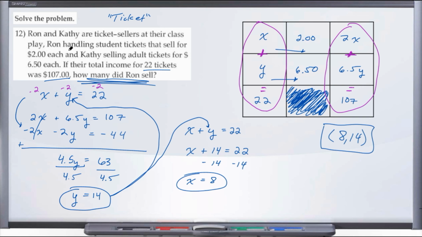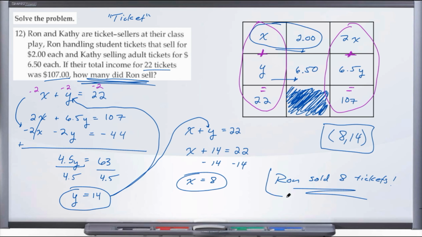Well, let's see. Ron was responsible for handling student tickets that sell for $2. So Ron is our X, right? $2 corresponded to the number of tickets, or X. So if we go here, we see that X equals 8, which means there were 8 tickets sold. And since Ron was responsible for selling those tickets, we can say that Ron sold 8 tickets. All right, and there we have it. This is the actual answer that your professor is going to be looking for.